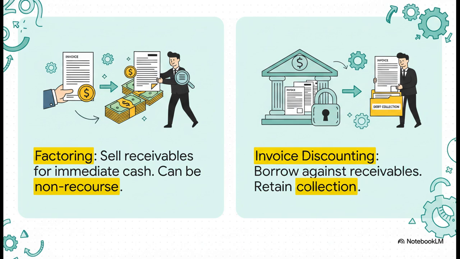Invoice discounting is slightly different. You simply borrow cash against the value of your receivables. Your company still goes out and collects the debts from the customers, which makes it a cheaper option than factoring, and it's completely invisible to your buyers.